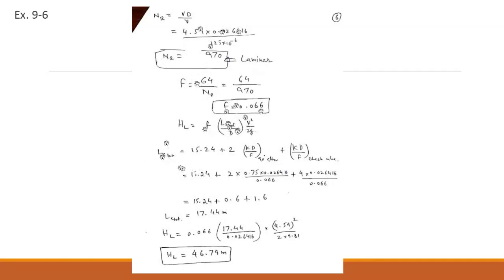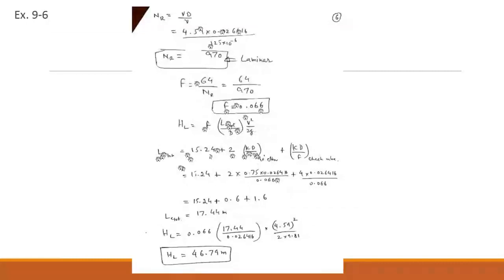So let's get the equivalent length first, and then put the value here. The 15.24 is the total length of the pipe. Then 2 into KD over f is the formula. This is a standard formula that you should know. K is given in the problem, which I think is 0.75. I said you have to multiply by 2 because you have two of these fittings. So this is the formula for one, and then multiplying by 2 will give you the value of the equivalent length that can be added.